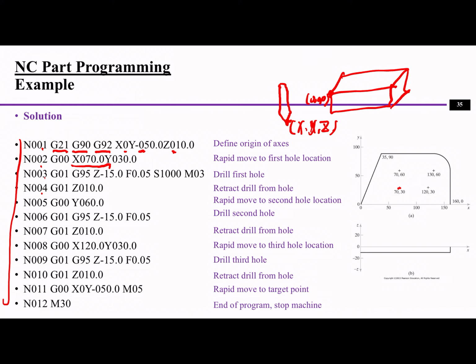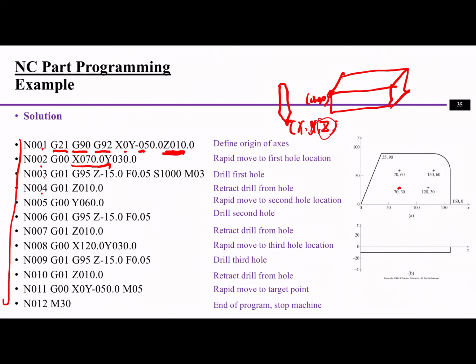So when the machine tool moves, you're going to see Z is not changed, which means Z is still 10 above this surface, right? So we do not have to specify the change of Z, because Z is not changed.